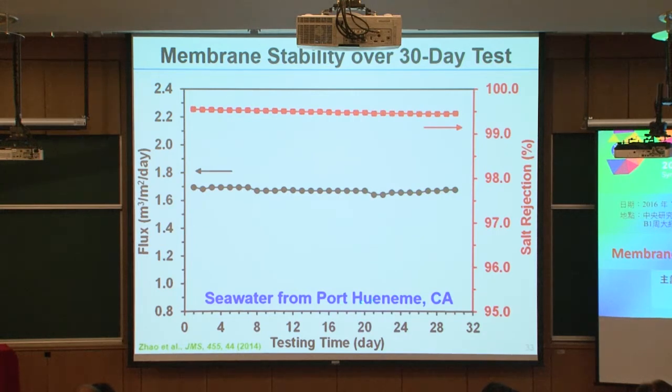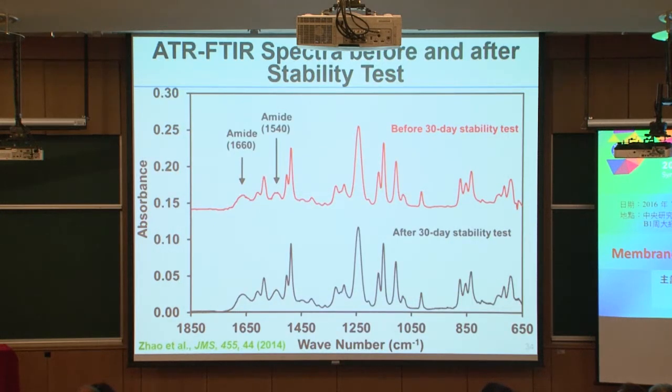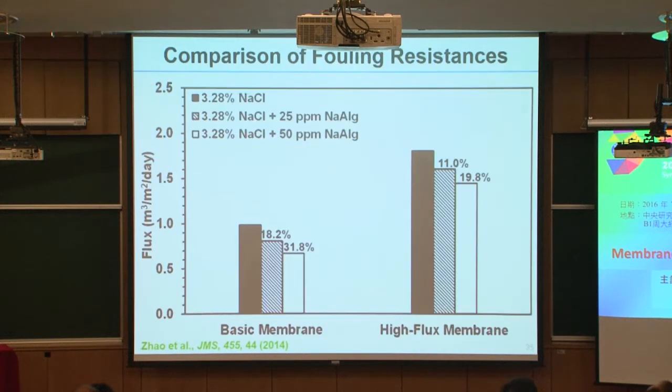All right. So here is the stability test. We use the seawater from Port Hueneme. That's in California, by Los Angeles. Okay, and that's one of the Navy sea bases. This project was sponsored by the Office of Naval Research. So it looks really very stable, for the flux and also salt rejection. We ran for about 30 days, and after that we used the FTIR. You can see the two major groups, the polyamide group has two major characteristic absorption peaks in FTIR. So before the 30-day stability test, on the unused membrane, we did the FTIR. Then after 30 days, we did the FTIR. Practically, we cannot see any difference. The membrane is quite stable.